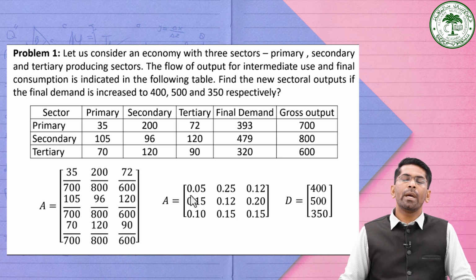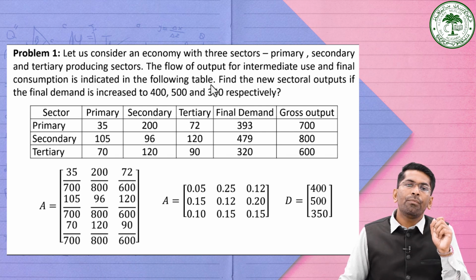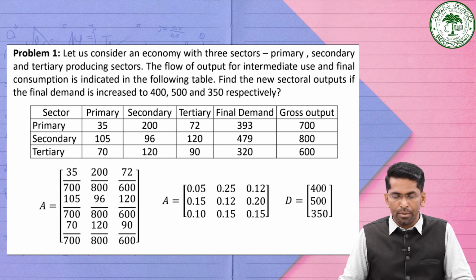We have a 3 by 3 matrix. So we can say that it is a three industry model. And the final demand vector is 400, 500 and 350. That means we want to find out the new sectoral output if the final demand is increased to 400, 500 and 350. So I am considering here the final demand vector, that is 400, 500 and 350.